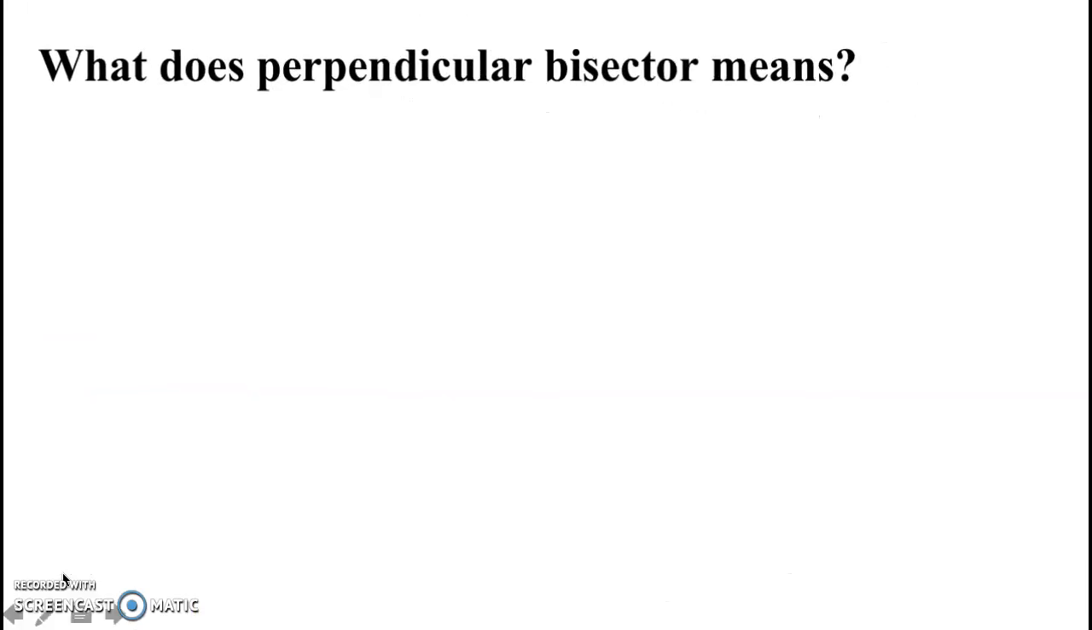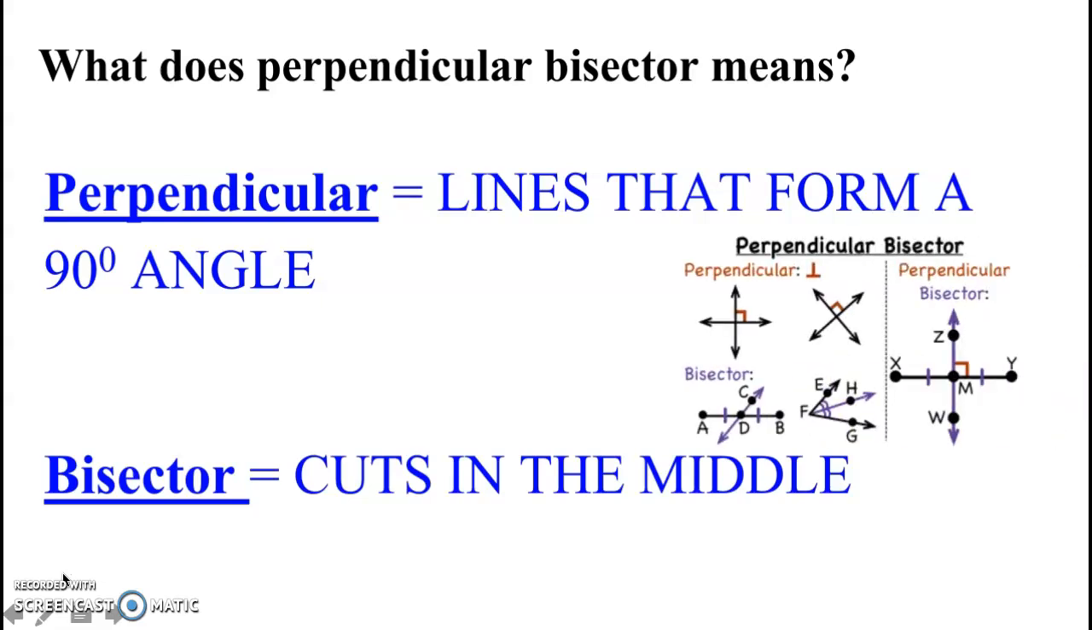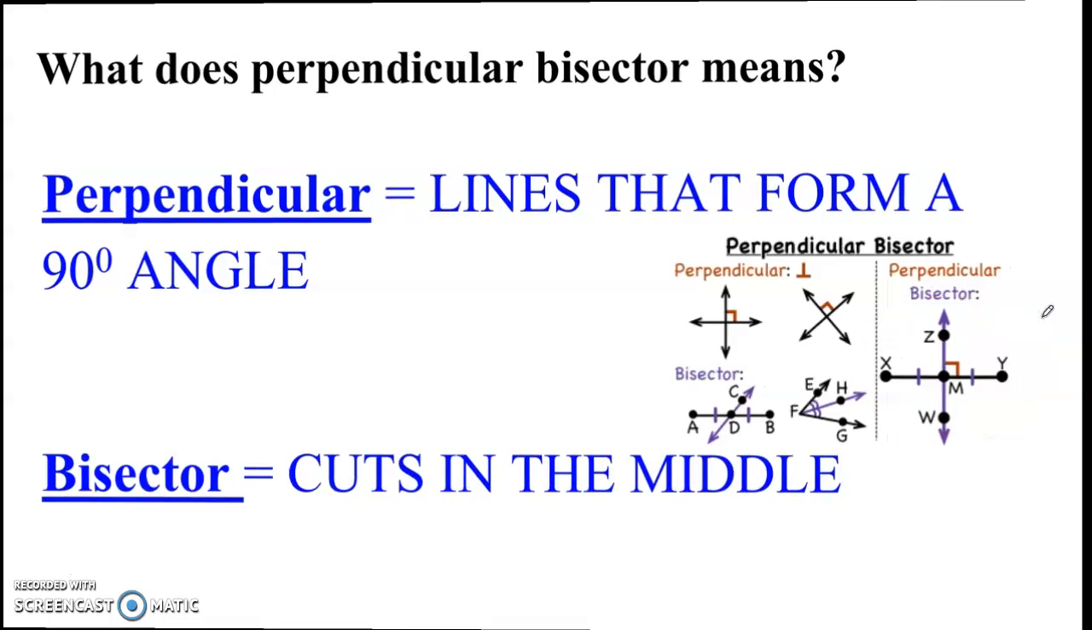Most of you know that perpendicular means that the lines form a 90-degree angle, and bisect means you cut it in the middle. So when we're talking about perpendicular bisector, we are looking for the equation of a line that cuts 2 points and it goes directly in the middle, something that looks like this guy right here.